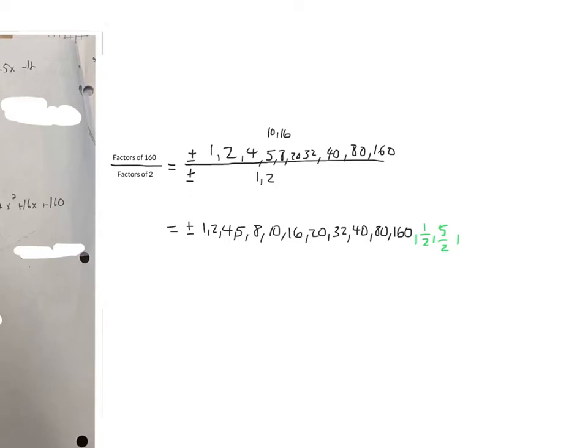20 over 2, which is 10, we already took that into account. 32 over 2, which is 16, already taken into account. 40 over 2, which is 20, already taken into account. 80 over 2, which is 40, already taken into account. 160 over 2, which is 80, already taken into account. So actually, it's very nice. We just have 2 extra fractions as a result of that. But the bottom line is, here are all the possible rational roots.